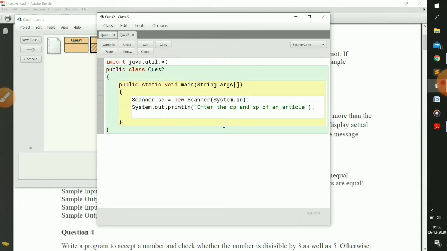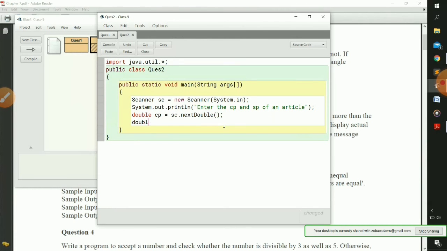Okay, then let us take a double data type: double CP equal to sc.nextDouble(), and the same way let us take double SP equal to sc.nextDouble().